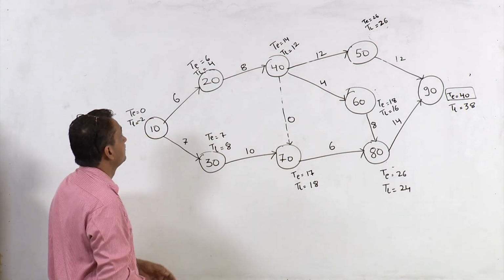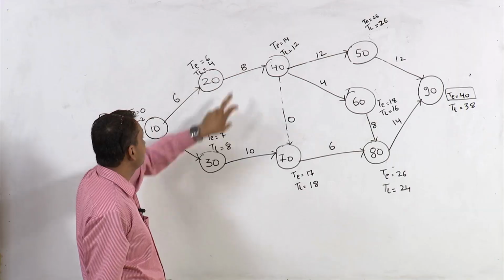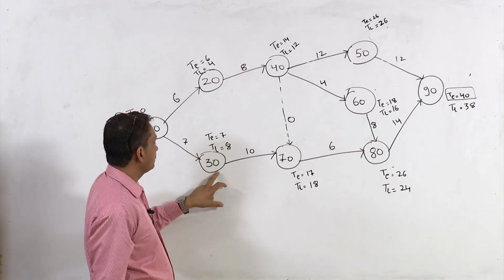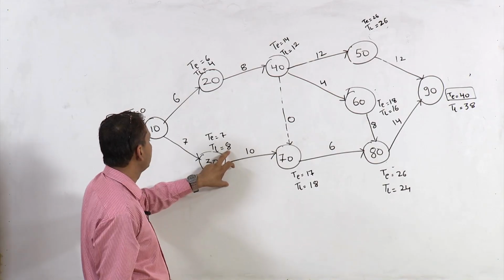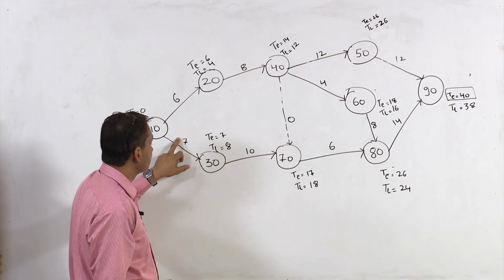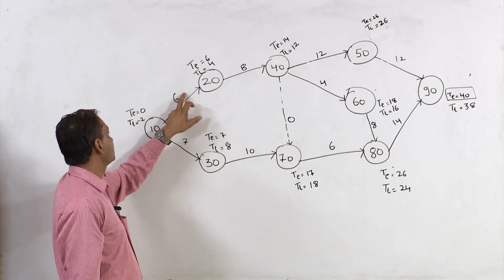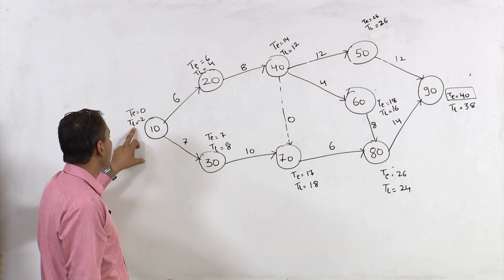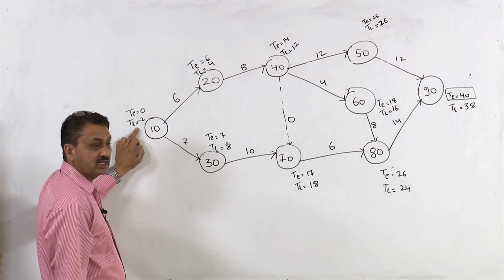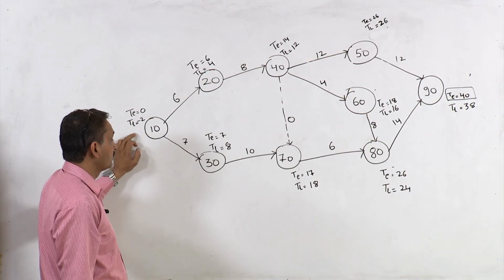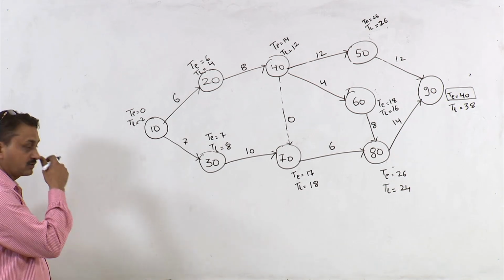Then 12 minus 8 is 4 at this node. At this node, it's 18 minus 10 is 8. 8 minus 7 is 1. 4 minus 6 is minus 2. So we will take the lower value, right? So TL at this point is minus 2. Now let us find out, let us write down slack at all these nodes, right?